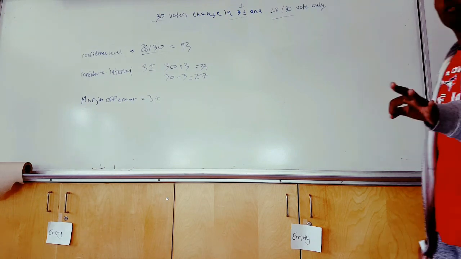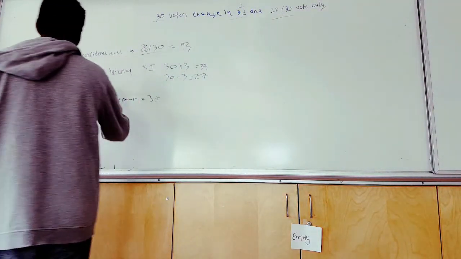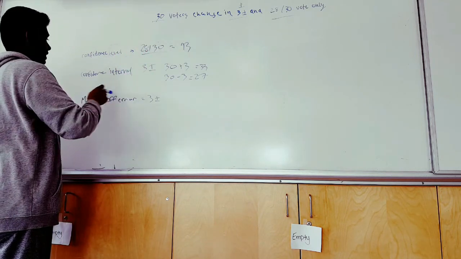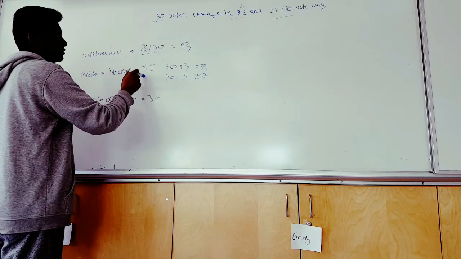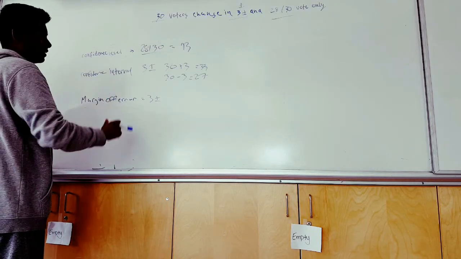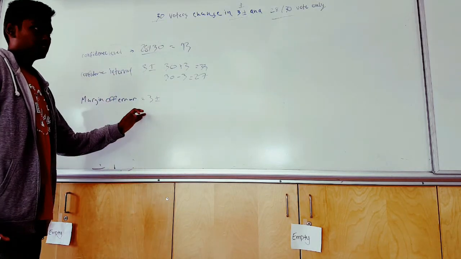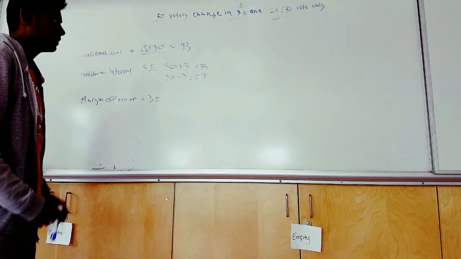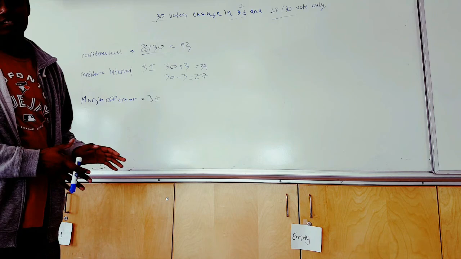Okay guys, we're just going to add one more thing to this. So we have our confidence level, 28 divided by 30. Okay, we have our confidence interval. We have 3 in the question, but to use that 3, we're using the margin of error. I just want to make that clear here, that we have our margin of error, which is 3 plus or minus, okay?